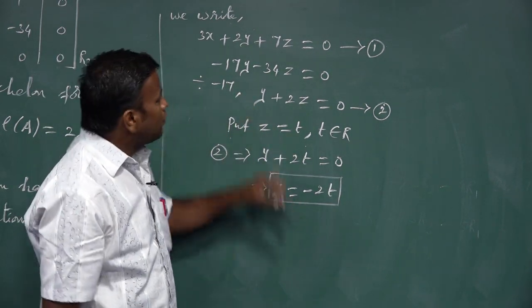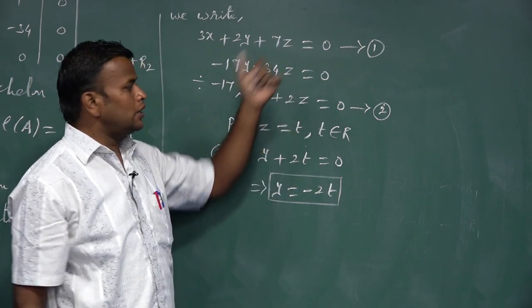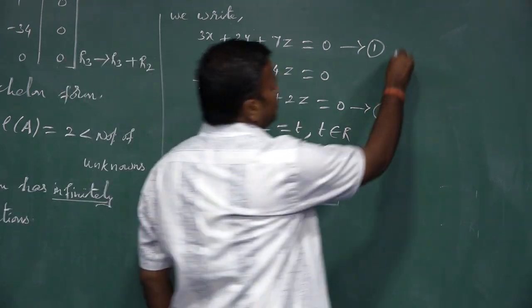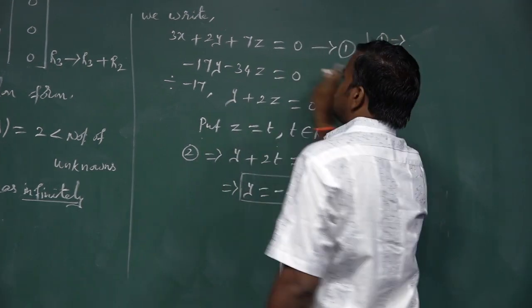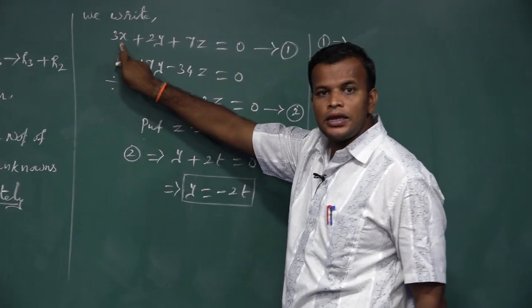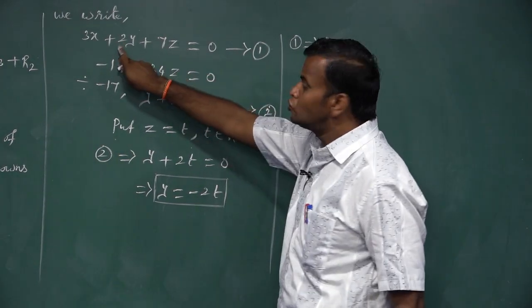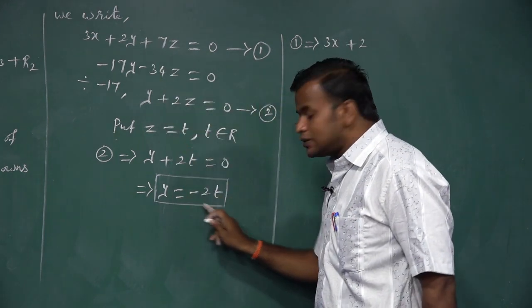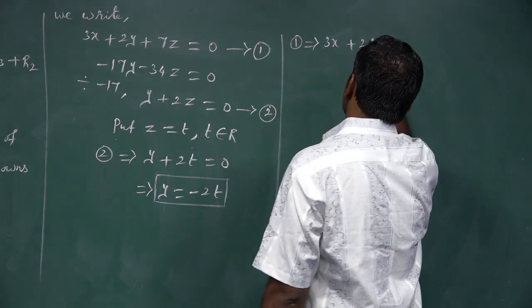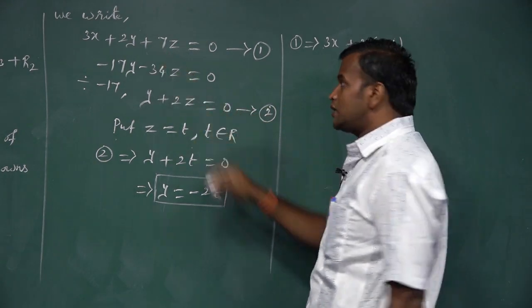So we have the values of z and y. The next step is to find the value of x. So use the values of y and z in the first equation. So equation 1 starts with 3x. So we write 3x plus 2y, where you see the value of y is minus 2t, plus 7z.